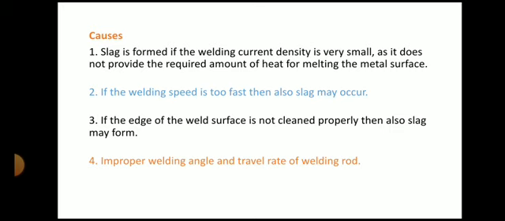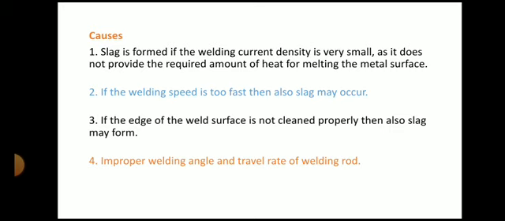Now what are the causes? Slag is formed if the welding current density is very small, as it does not provide the required amount of heat for melting the metal surface. So if your welding current density is less, in that case there is a formation of slag.